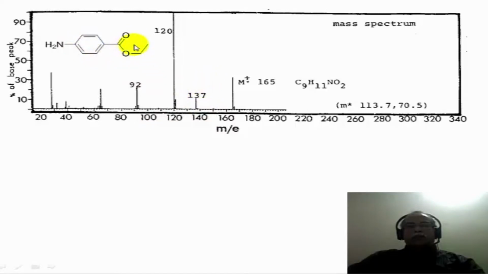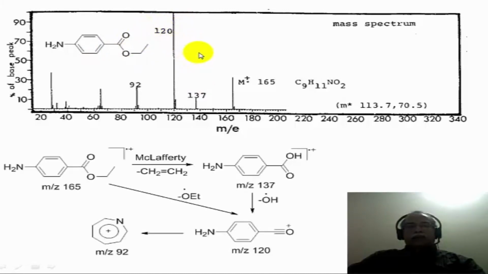Para-aminobenzoic acid can also lose an ethoxy radical to directly give a loss of 45 mass units to give the 120. The fragmentation pattern can be seen here. From the molecular ion, a McLafferty rearrangement gives the 137 fragment, namely para-aminobenzoic acid. From the para-aminobenzoic acid, one can lose the OH dot to give the acyl cation, or directly from the molecular ion it can lose an ethoxy radical to give the same acyl cation in this particular case.